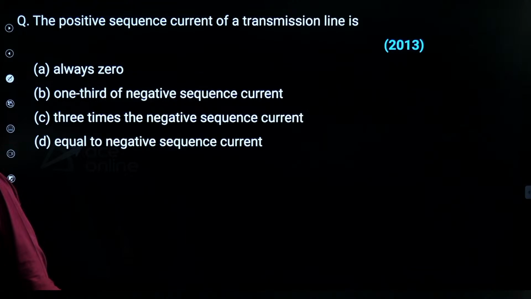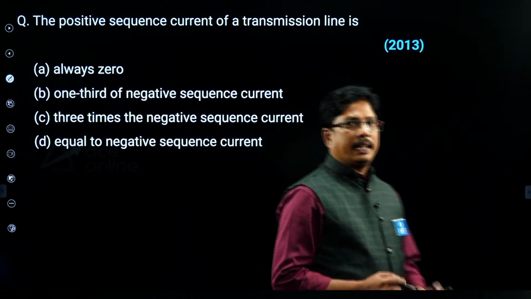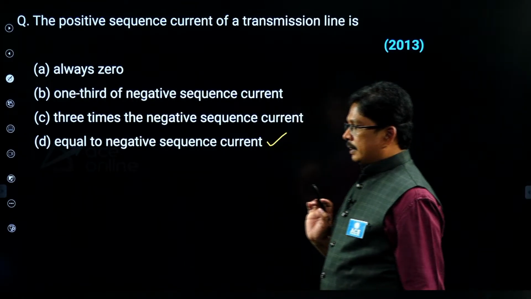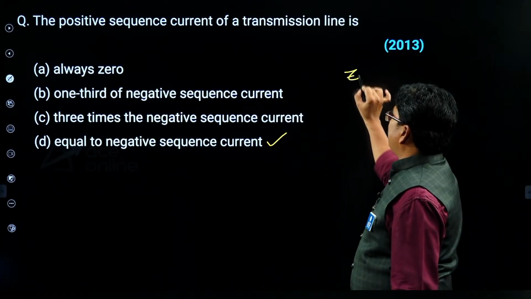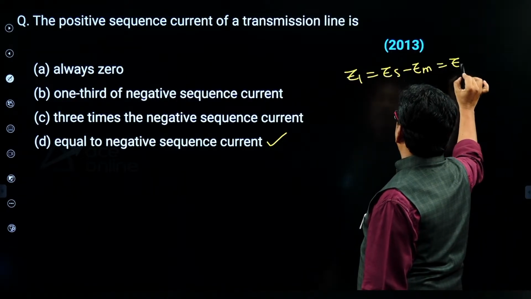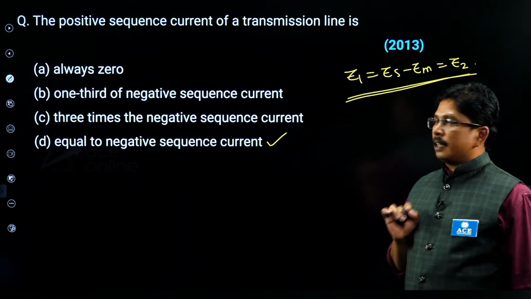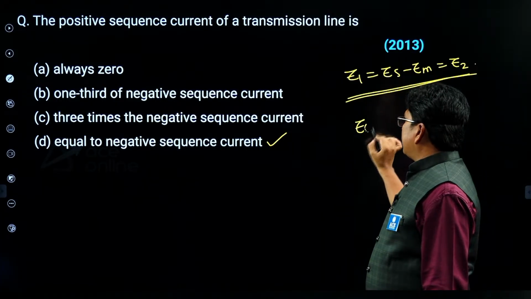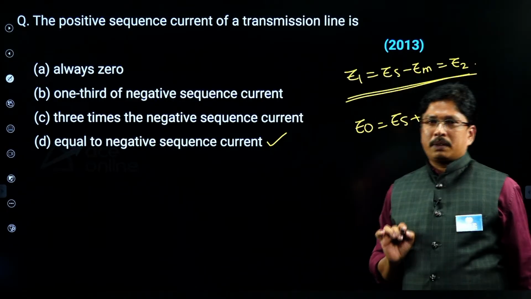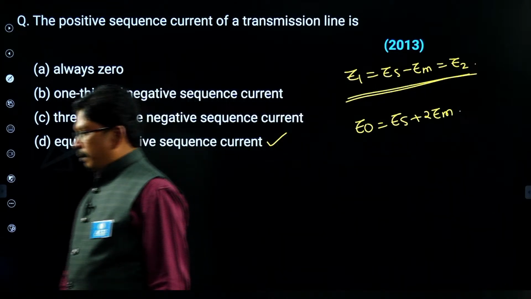The positive sequence current is exactly equal to the negative sequence current for a transmission line. The positive sequence impedance is Zs minus Zm, which is also equal to the negative sequence impedance. Impedances are the same, so the currents are also the same. The zero sequence impedance will be Zs plus 2 times Zm. That is the relation between the positive, negative and zero sequence impedances.